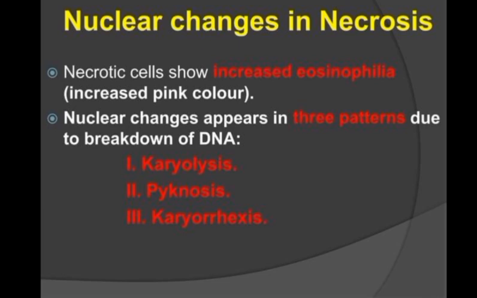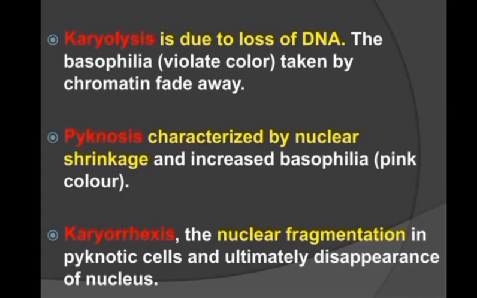Necrotic cells show increased eosinophilia. Under the microscope, we can identify them through the pink appearance of the cells. Nuclear changes appear in three patterns due to the breakdown of the DNA. The first one is karyolysis, in which the DNA is lost and the chromatin fades away. Pyknosis means the nucleus shrinks.